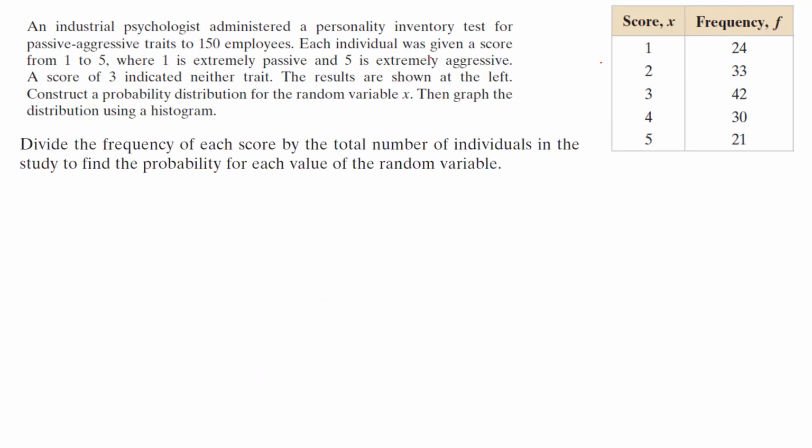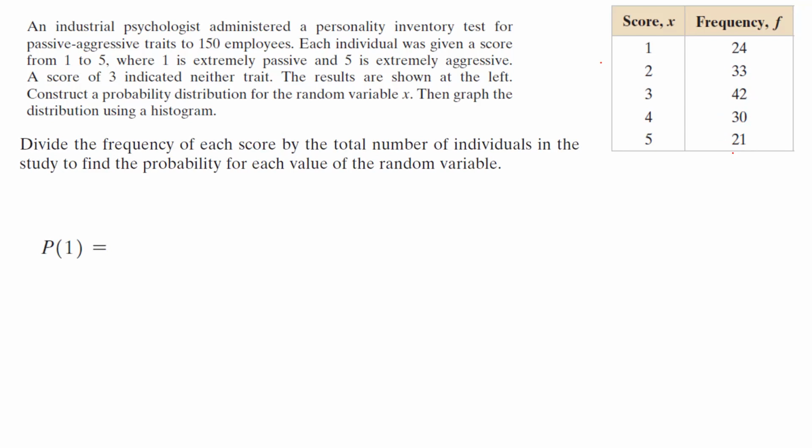Divide the frequency of each score by the total number of individuals in the study. How many people? 150 people. If you add all of these numbers together, it adds up to 150. 24 plus 33 plus 42 plus 30 plus 21 is 150. So let us begin.